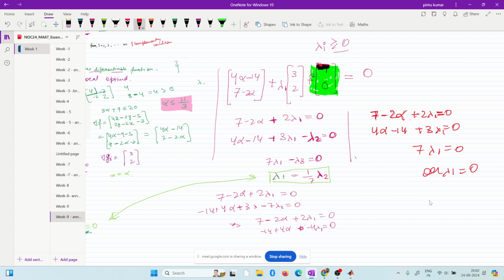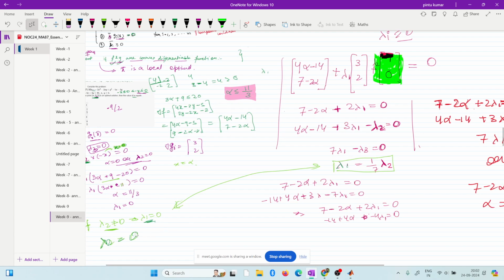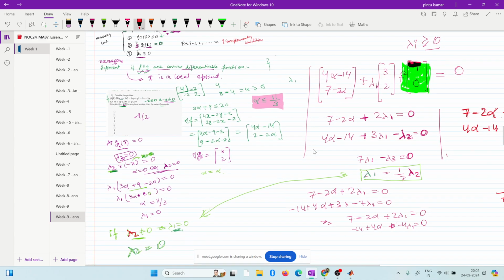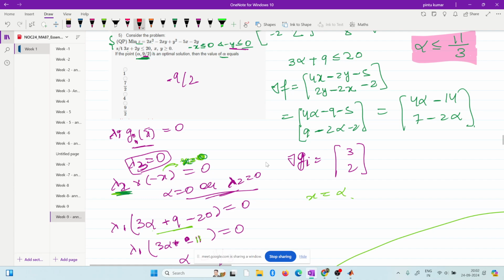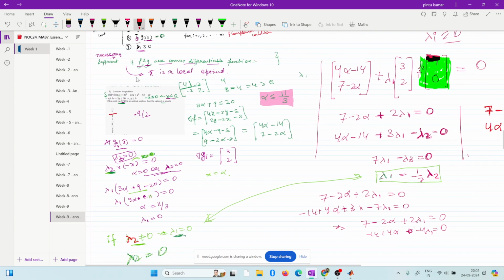You put lambda 1 is equal to 0 in this, then you will get 7 minus 2 alpha is equal to 0, or alpha is equal to 7 by 2. Okay. So the main trick was in showing that my lambda 2 is also equal to 0. That we did via this path. So alpha is equal to 7 by 2 is the correct answer.